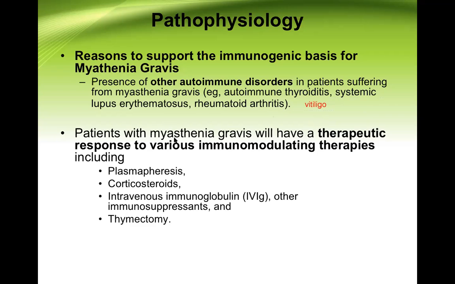Let's move on. Patients with myasthenia gravis will have a therapeutic response to various immunomodulating therapy like plasmapheresis, corticosteroid, IVIG, as well as other immunosuppression drugs and even thymectomy. All of this also supports that this is an autoimmune disease, because of this mechanism. The abnormal antibody is filtered by plasmapheresis. The synthesis of those abnormal antibodies will be decreased by corticosteroid. Their action will be blocked by IVIG. And thymectomy helps because the thymus gland is having a problem like thymoma in these conditions. So all of them give us additional evidence that myasthenia gravis is an autoimmune mechanism.